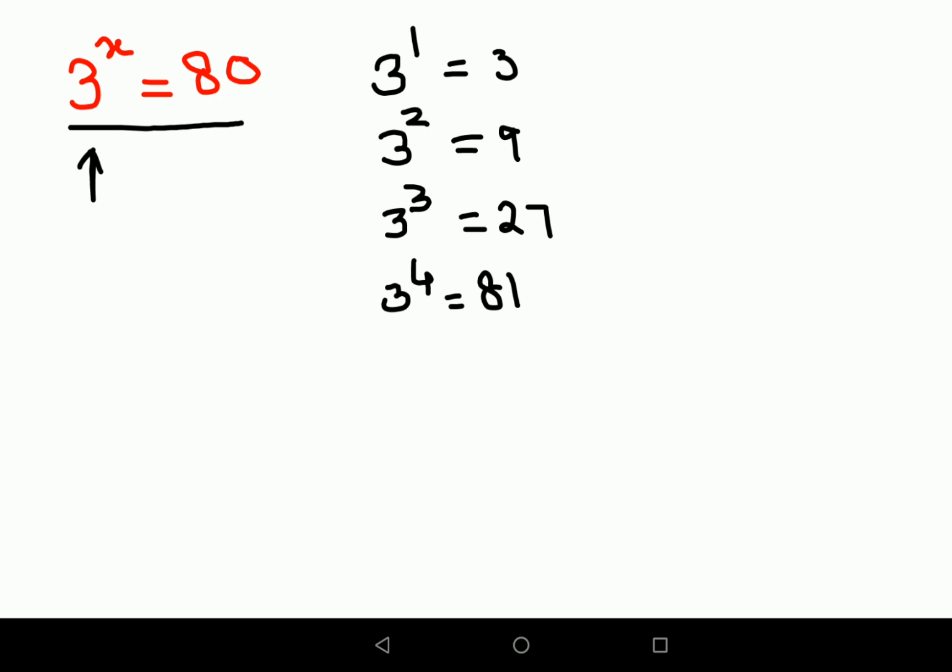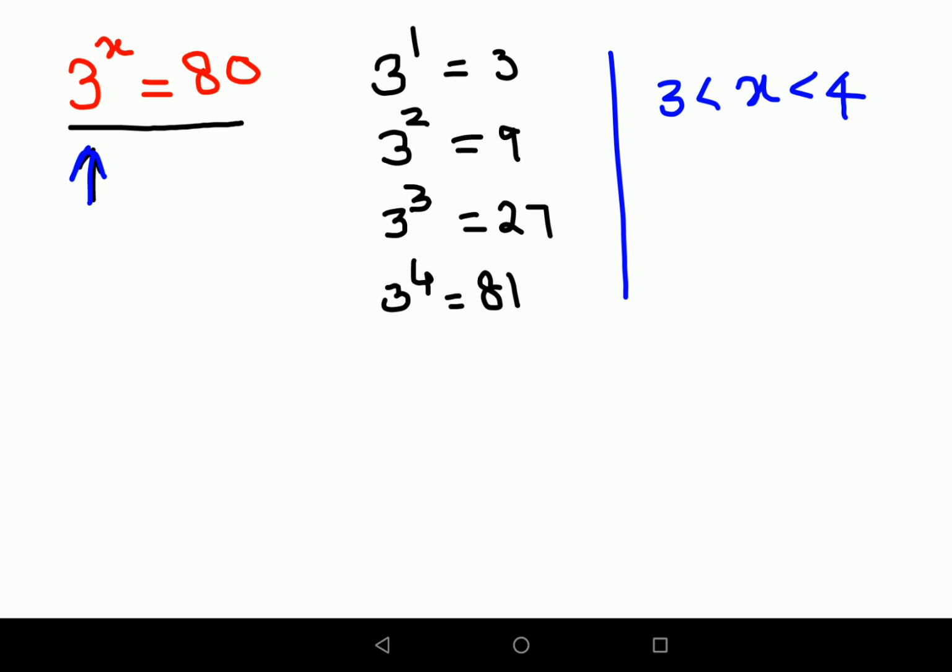So by default your answer of x, okay, wait, I'll just write that, your answer of x will lie between what, 3 and 4. Okay, so basically it will lie between 3 and 4. This is your basic understanding when you look at these kinds of sums.